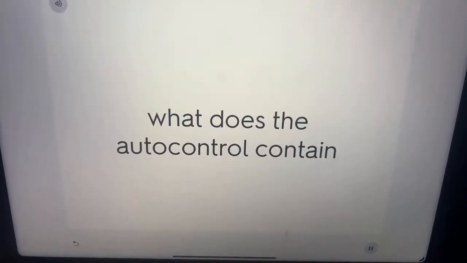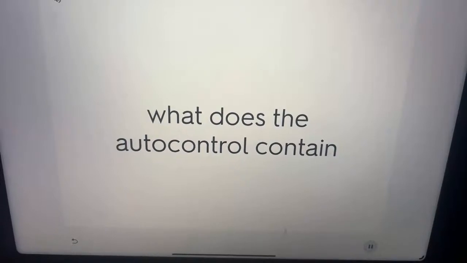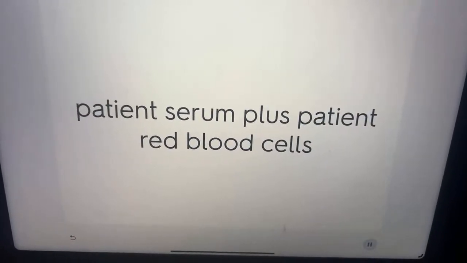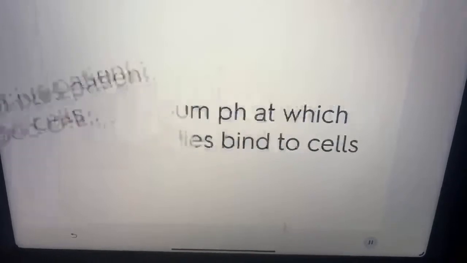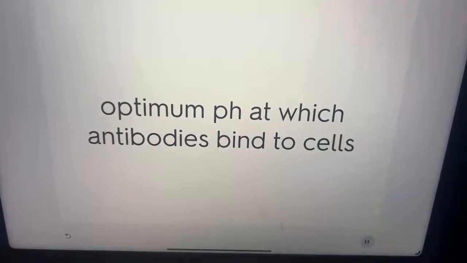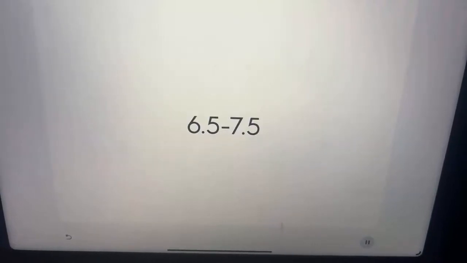What does the autocontrol contain? Patient serum and red blood cells. Optimum pH at which antibodies bind to cells. 6.5-7.5.